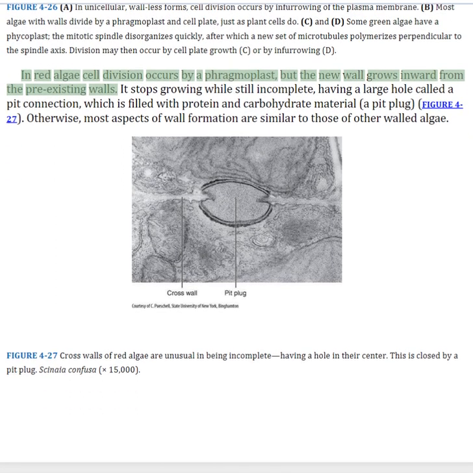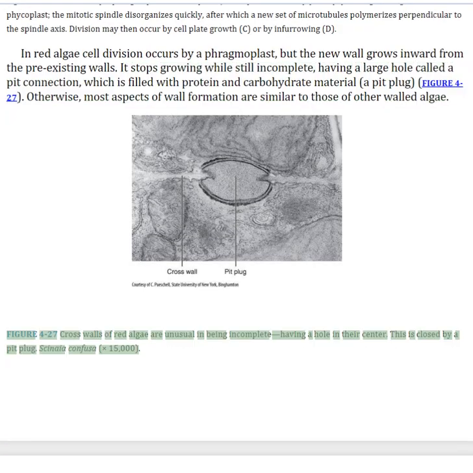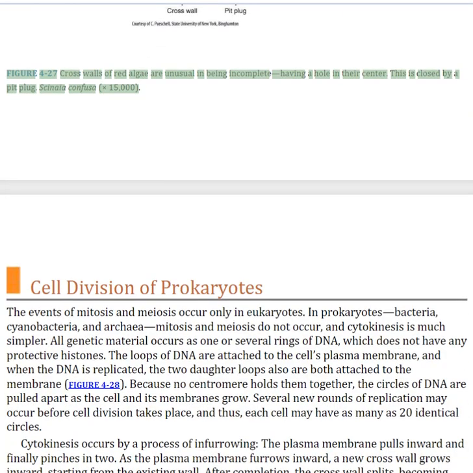In red algae, cell division occurs by a phragmoplast, but the new wall grows inward from the pre-existing walls. It stops growing while still incomplete, having a large hole called a pit connection, which is filled with protein and carbohydrate material. Otherwise, most aspects of wall formation are similar to those of other walled algae. Figure 427. Cross walls of red algae are unusual in being incomplete, having a hole in their center. This is closed by a pit plug.